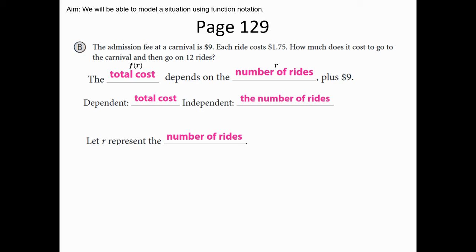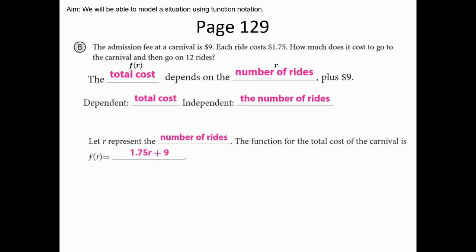So this is another thing that's nice about function notation: I could change these variables to suit my purposes a little bit more. So if I was going to make an equation on this, since r represents the number of rides, the function for the total cost is $1.75 for every ride plus that $9 admission fee. So now I have my function.